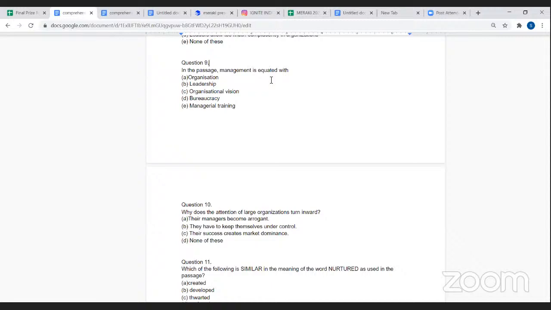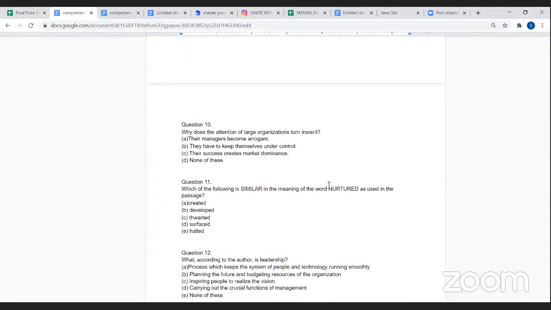Question 10. Why does the attention of large organizations turn inward? B. Yeah, the correct answer is B. They have to keep themselves under control. What does it mean, turning inward? Turning inward is going to the system to check on, basically, internal functions. Okay.